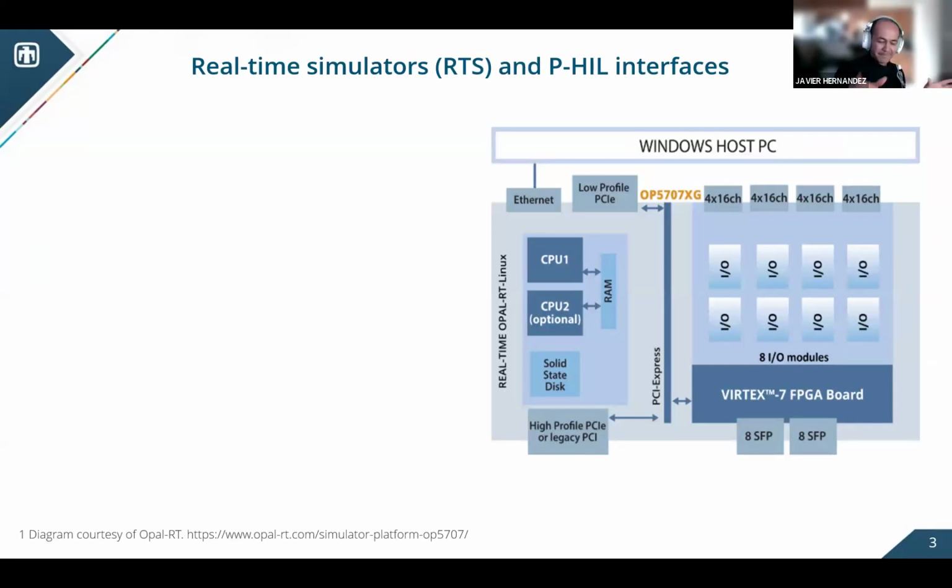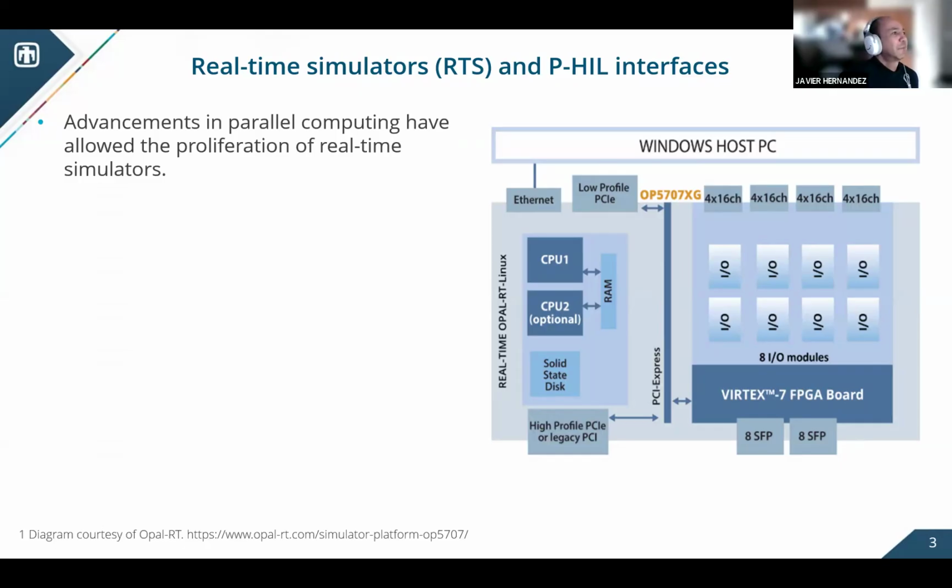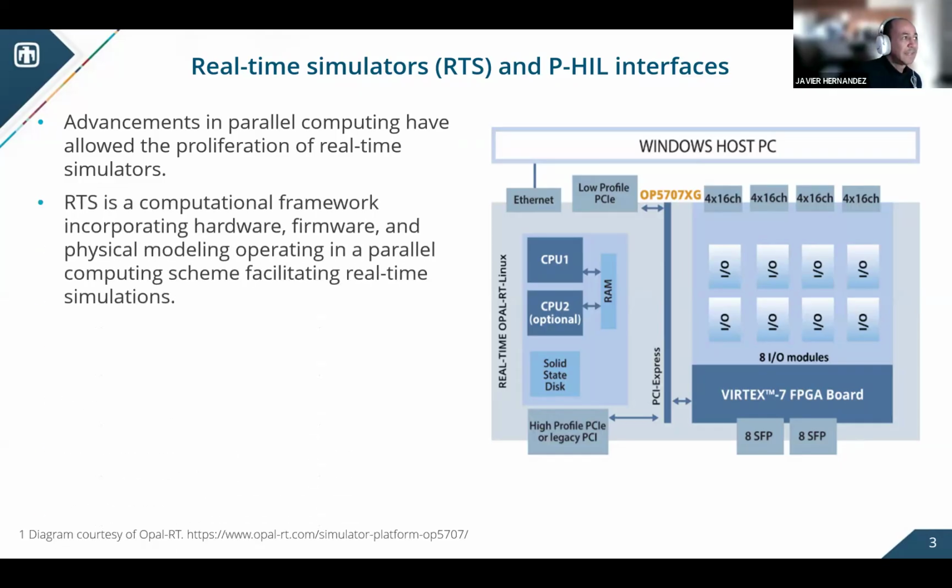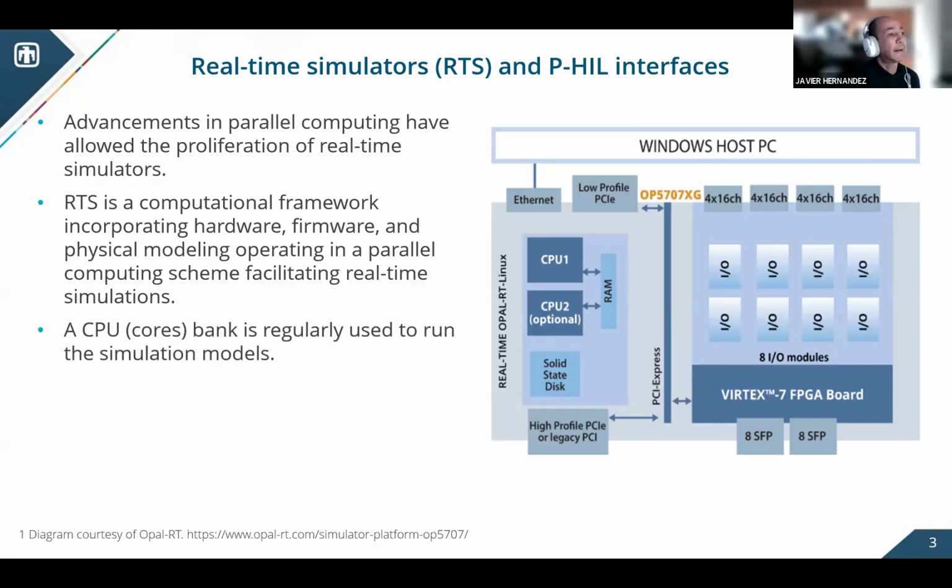So let's start with a very brief introduction related to real-time simulators and power hardware in the loop, or P-HIL, interfaces. Advancements in parallel computing have allowed the proliferation of real-time simulators, which basically are a computational framework that incorporates hardware, firmware, and physical modeling to operate in a parallel fashion. This way, we can facilitate real-time simulations with small time steps. The figure in this slide shows the basic architecture of a real-time simulator, on which we have a bank of CPUs, or normally we call them cores, and those are the devices that host our simulation models.